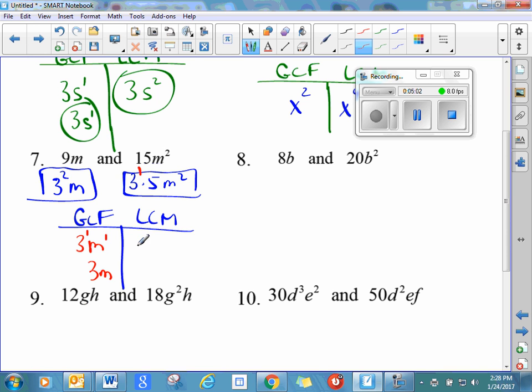LCM is different. I'm going to write down every numeric base I see. I see a 3 and I see a 5. Even though this 5 isn't in this one, for the LCM it doesn't matter. And then of course I see the variable m in both of them. I'm going to go back, put the exponents. The highest exponent I see on 3 is to the power of 2. 5 is to the first power, and m, the highest exponent of m, is that 2 right there. So I need to clean this up. 9 times 5 is 45m squared is the LCM.